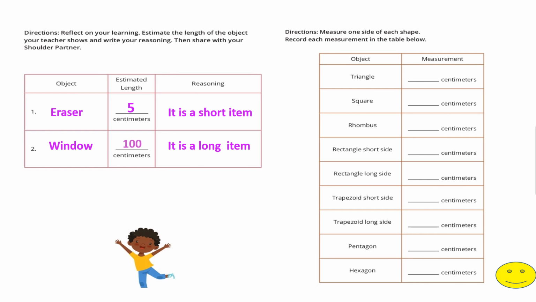In lesson 47, it's an activity. We can do it in our class. I'll give you some shapes and you can measure some sides on them, like triangle, square, rhombus, rectangle. Short side, it's like the yellow line in this photo. Rectangle long side, it's the yellow line in this photo also. Trapezoid short side, like this red line. Trapezoid long side, in this red line.